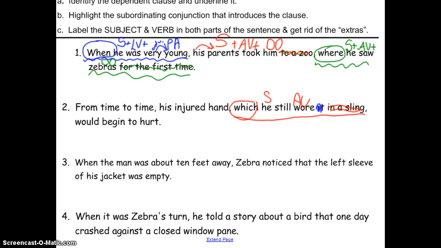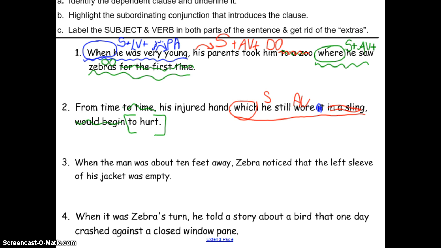All right, Luke. What's the part of the sentence that's left called? Independent clause. From time to time, his injured hand would begin to hurt. All by itself, that sentence is absolutely fine. Very good. We've got an infinitive, to plus a verb, to hurt. And you have two prepositional phrases.